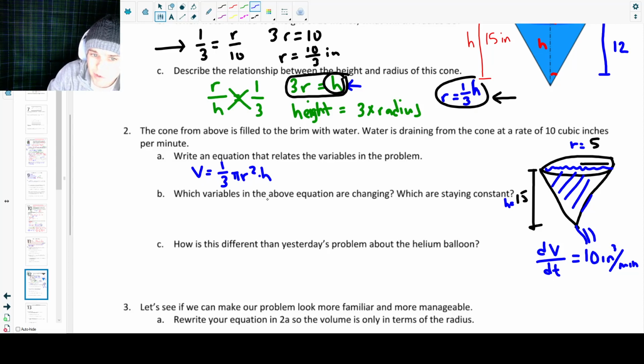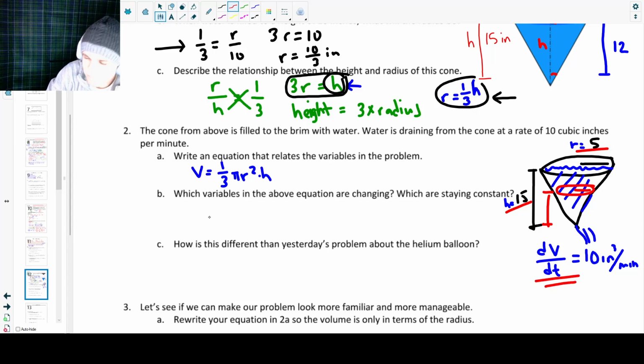Part B, which variables in the above equation are changing? Which are staying constant? So this is kind of tricky, right? Because these numbers are not changing for our large cone. But as the water level lowers, say it gets all the way down to here, now this radius is going to be a different value. And this height would also be a different value. So as the water drains out of it, the radius is getting smaller and the height is getting smaller. And throughout that whole process, as radius and height are both getting smaller, so is the volume. The volume is changing.